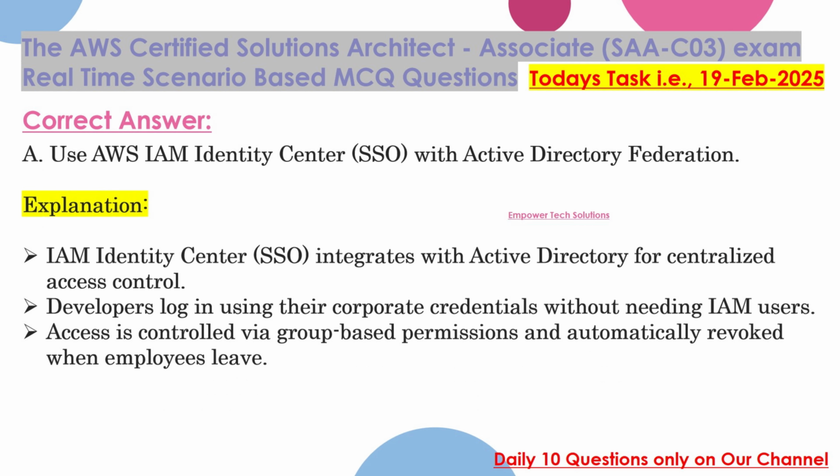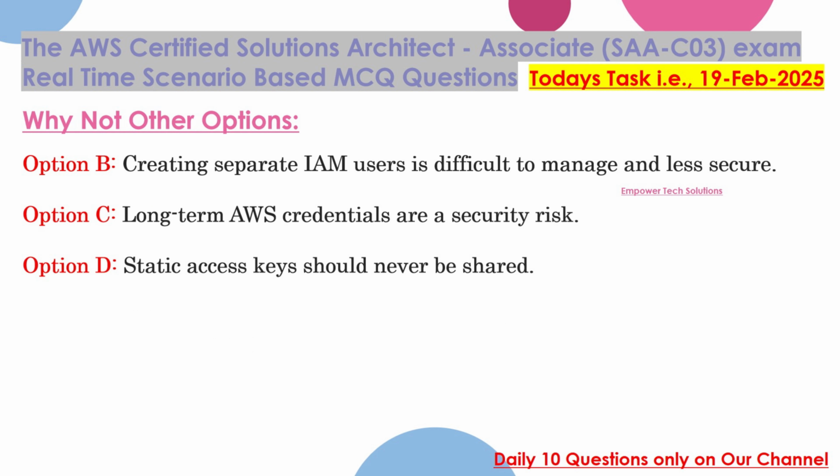Correct answer: A. Use AWS IAM Identity Center, SSO, with Active Directory Federation. Explanation: IAM Identity Center, SSO, integrates with Active Directory for centralized access control. Developers log in using their corporate credentials without needing IAM users. Access is controlled via group-based permissions and automatically revoked when employees leave. Why not other options?